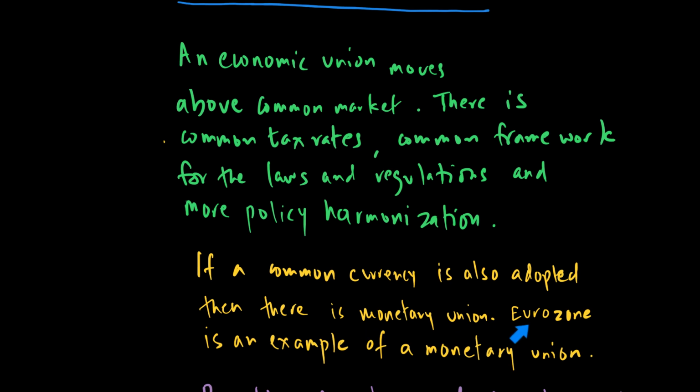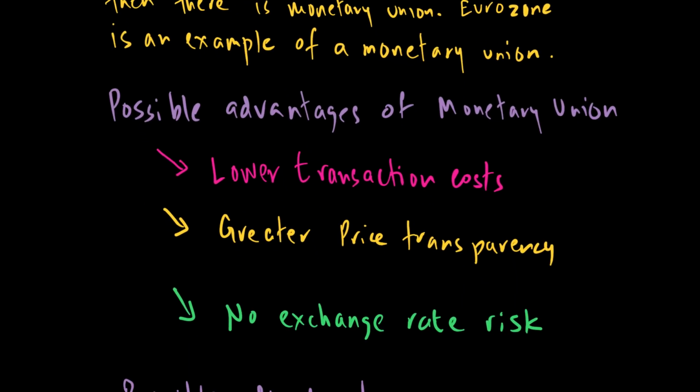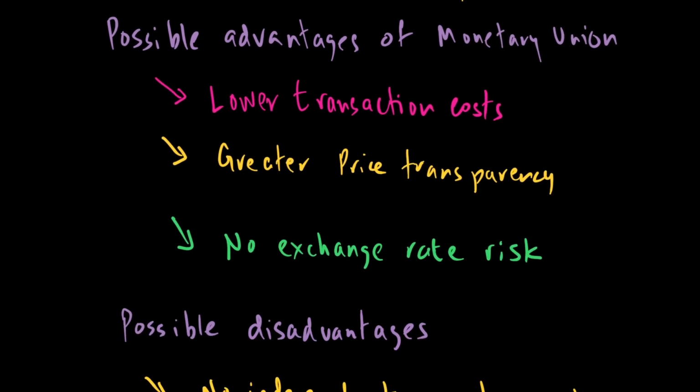And a good example of this is the Eurozone, where there is one single currency, which is the euro, that is being used. So, what are the possible advantages of monetary union? Well, the first advantage of monetary union is that because we are using the same currency, which is the euro, for example, there is a lower transaction cost. You don't need to convert your francs into euro anymore, because every country within the eurozone has the same currency.